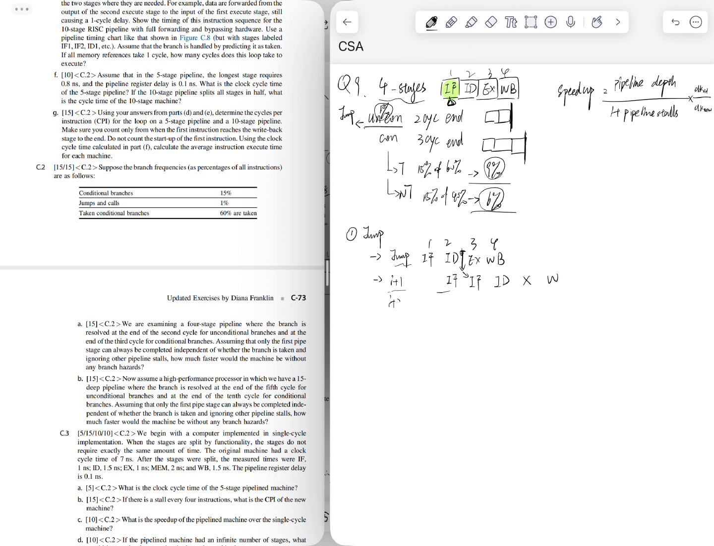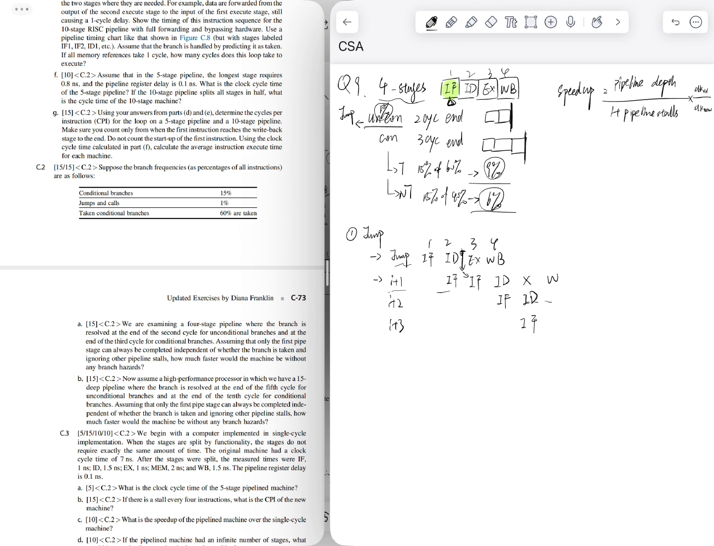So how about instruction 2? Do I really need to wait for something? Actually no, we just do instruction fetch here, and instruction 3 fetches from here.